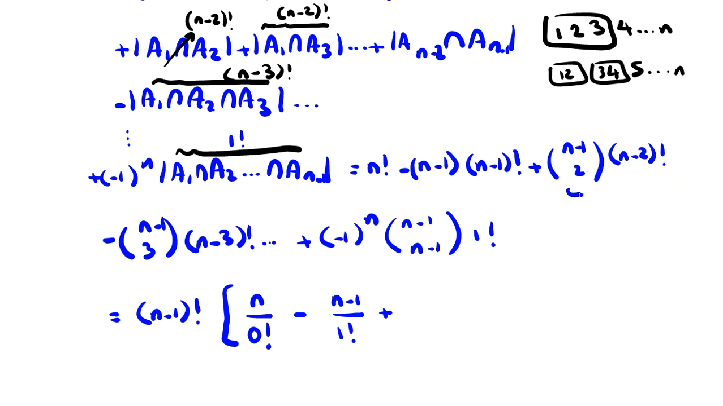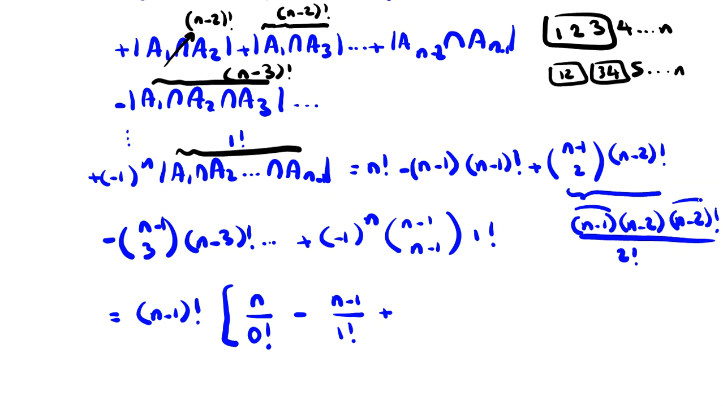So we can say, okay, it is n minus 1 times n minus 2 times n minus 2 factorial over 2 factorial. So if you consider this one and this one, it will be n minus 1 factorial plus n minus 2 over 2 factorial. If we do the same thing here, n minus 1, n minus 2, for reaching n minus 1 factorial, n minus 3 is left. So it will be minus n minus 3 over 3 factorial.